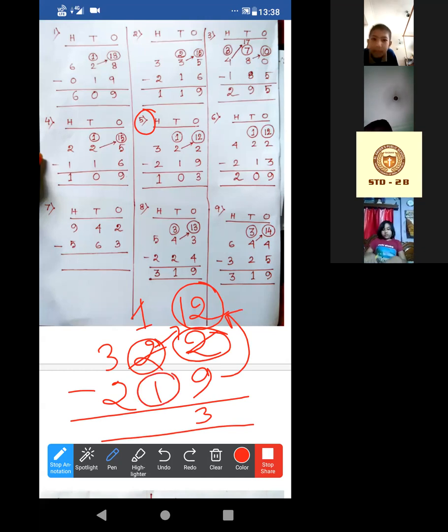Again start counting after 1 till this 1. 1 minus 1, same number, so it will be becoming 0. Now 3 minus 2, it will be becoming 1. Okay.